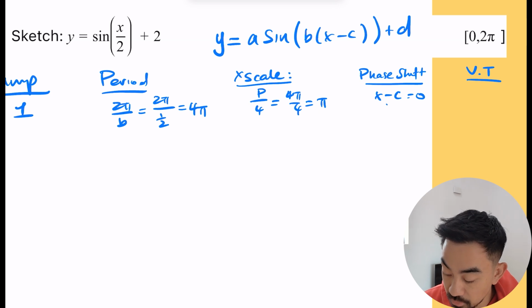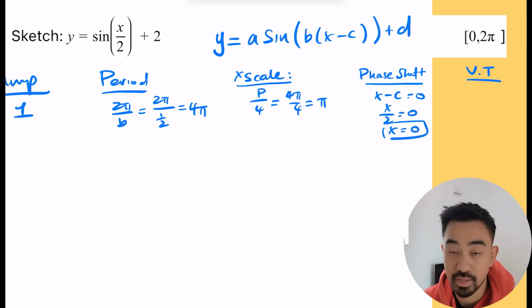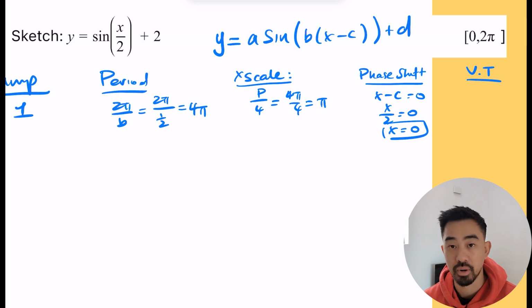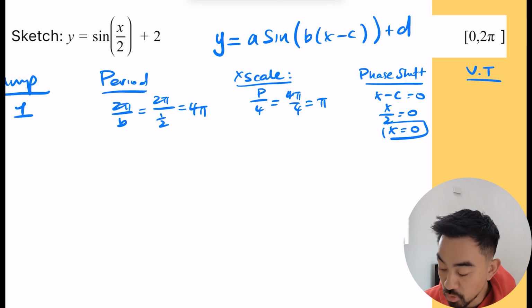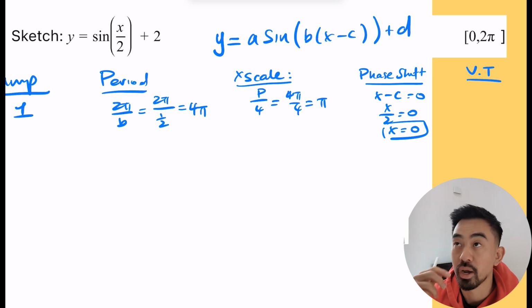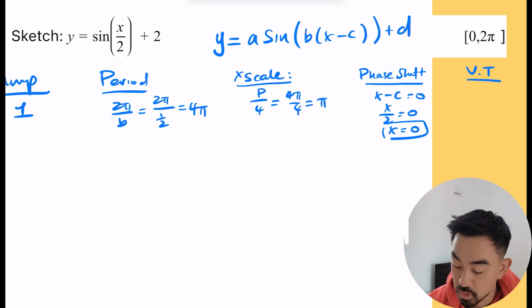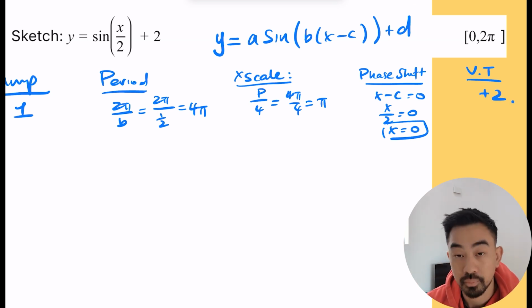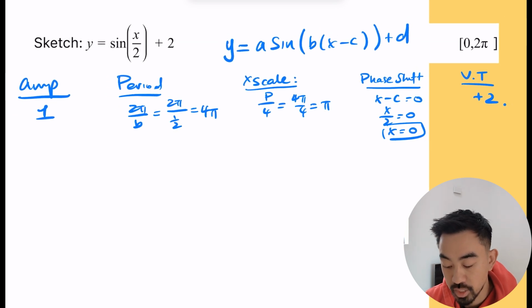So in this case, it's going to be x on 2 equals 0, so x is equal to 0. So your graph starts at x equals 0. So not much to worry about there. And your vertical translation is just the last number here, where we're shifting the graph up and down. So in this case, it is plus 2. All right, so let's bring this all together.